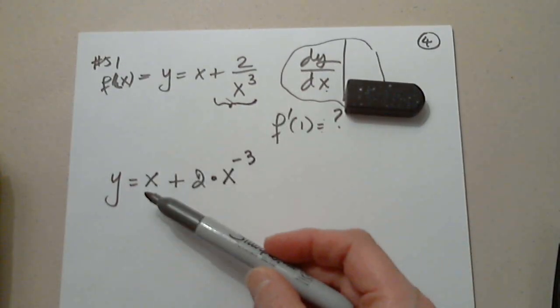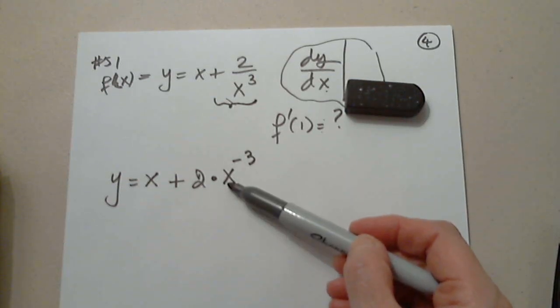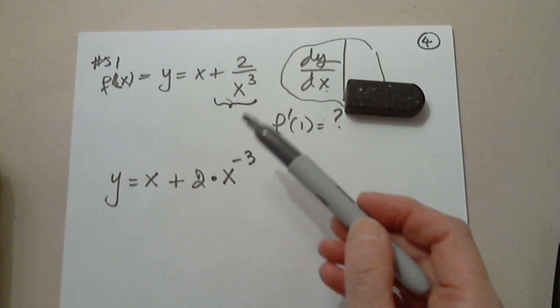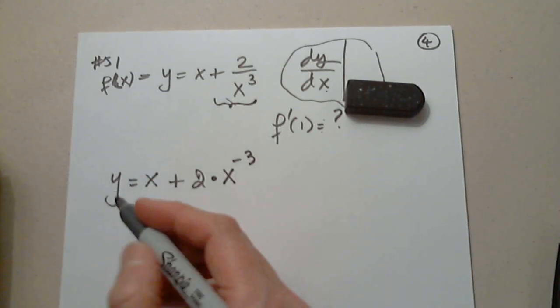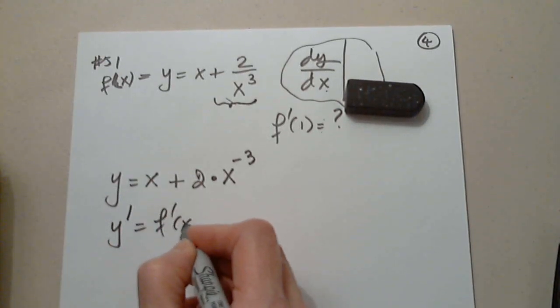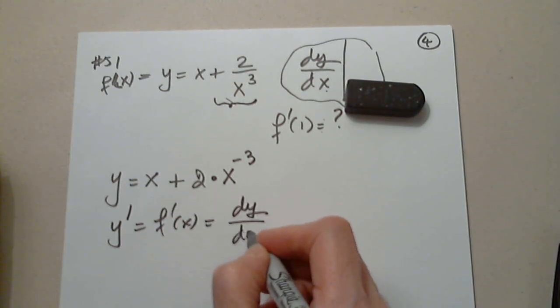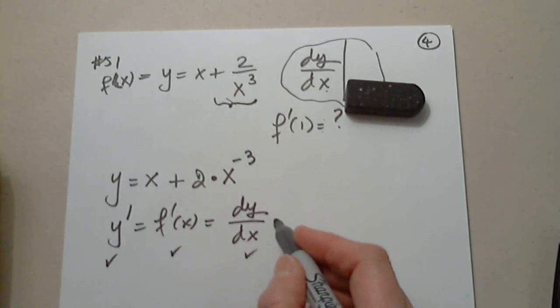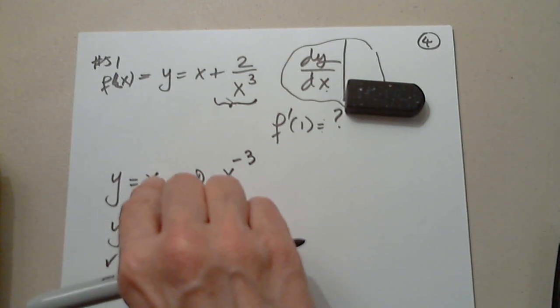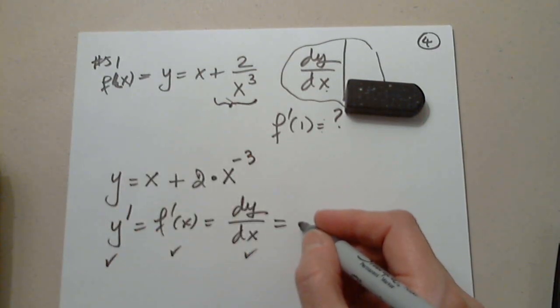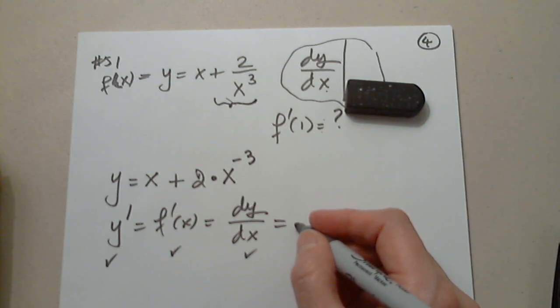Okay, so now the reason why I changed this is because it's much easier to differentiate than this situation. So now we can find either y prime or f prime or dy over dx. They all mean the same thing. Can anyone give us the derivative of x? Okay, Carmen, what is the derivative of x?